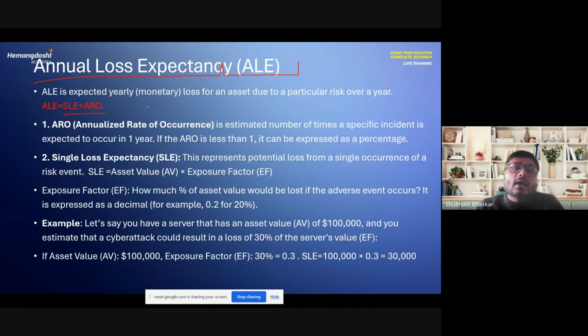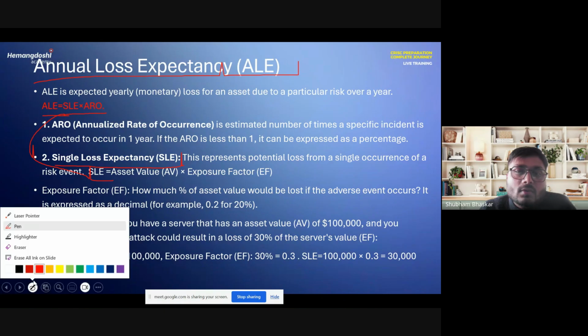Now, there's a way we calculate single loss expectancy as well. This is something you might have to spend some time on in the background, because I can only teach you the theoretical part here with an example. So single loss expectancy is nothing but asset value into exposure factor.